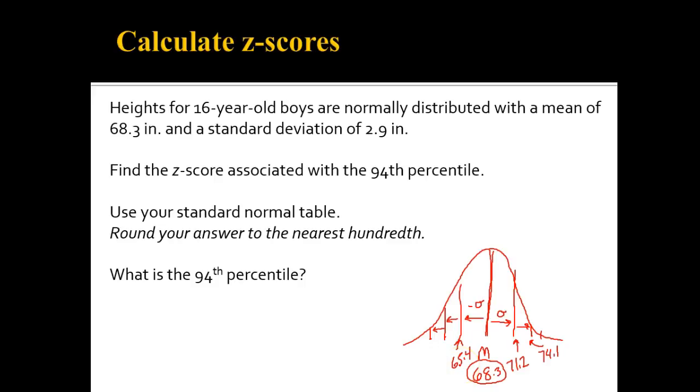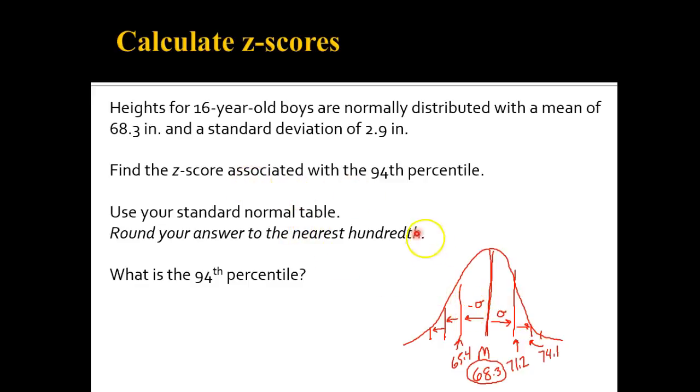And remember the way this is distributed, within the context here, 16-year-old boys normally distributed in height, most of them are going to be around 68.3 inches tall. A few of them are going to be less than 65 inches tall, not that many, and really a very small amount are going to be less than whatever the next one is, 62.5. And a few are going to be over 71.2, and very few are going to be over 74 inches tall. So that's what this standard distribution means.